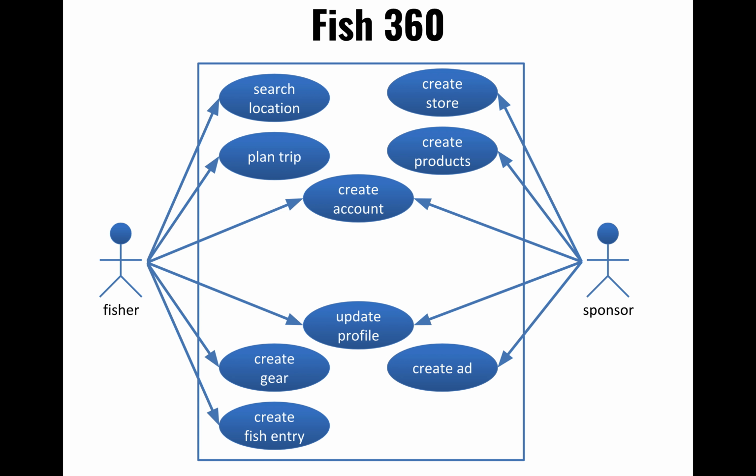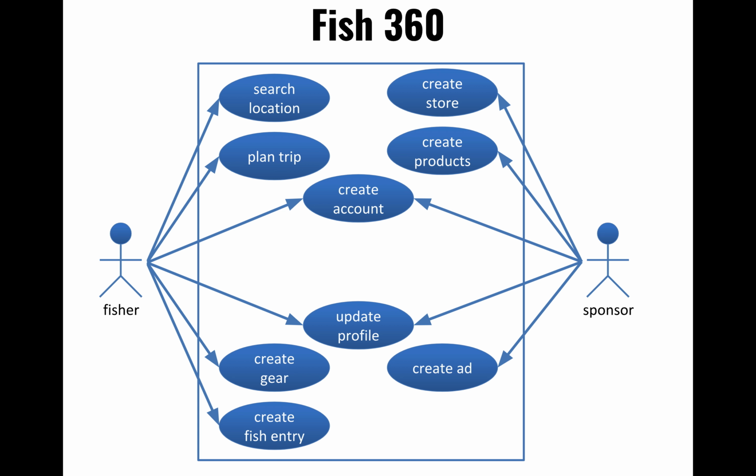Now notice that these use cases have some key words here. Notice that these nouns here, like gear or fish or trip or location, typically those are clues that you'll probably need to model these nouns. These are going to be classes that you're going to have to be implementing. You're going to have a trip class, a fish class, a location class, a gear class.